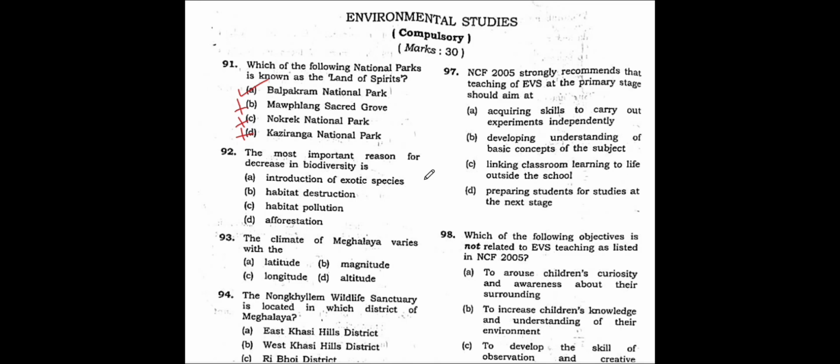Now we know that the biodiversity is decreasing day by day. They are asking for the reason, the most important reason. Of course, these are the reasons, but on top of that, they want to know the exact, the main reason. What is the main reason for the decrease in biodiversity? So let us see.